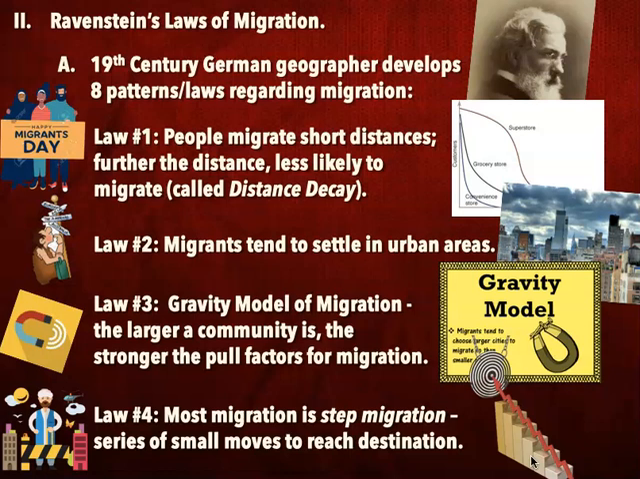Law number 4, step migration, one of your vocabulary terms, and you have a definition of it right there. People a lot of times don't make one single move. If someone is coming from Guatemala and their ultimate goal is to be in New York City, they want to immigrate to the United States and go to the Big Apple, usually that's not going to happen directly.